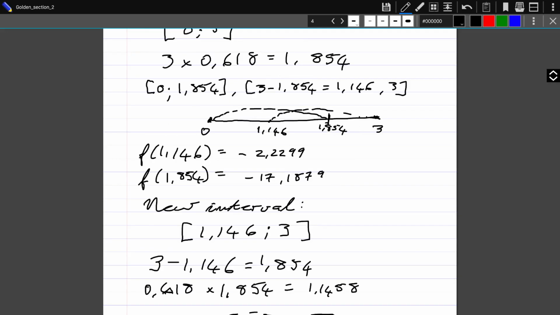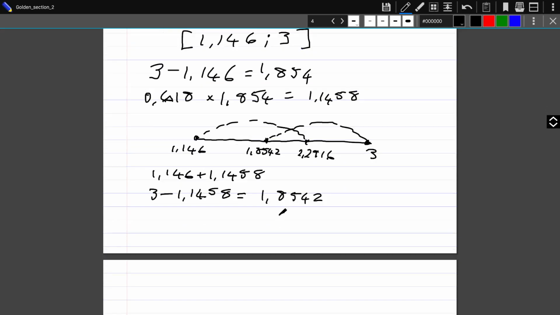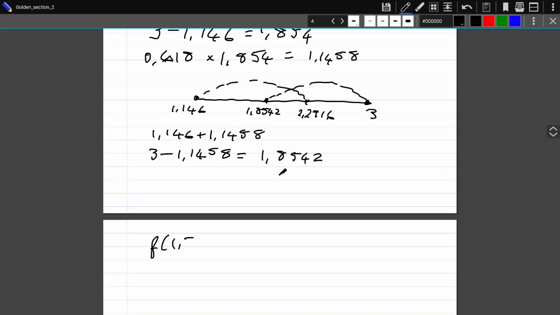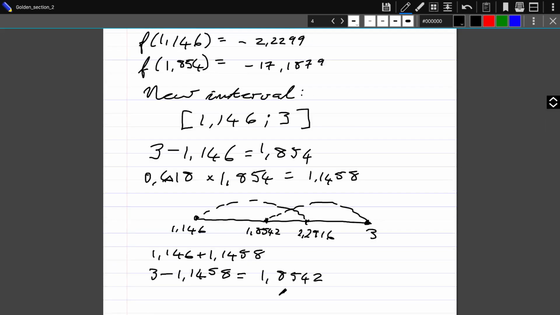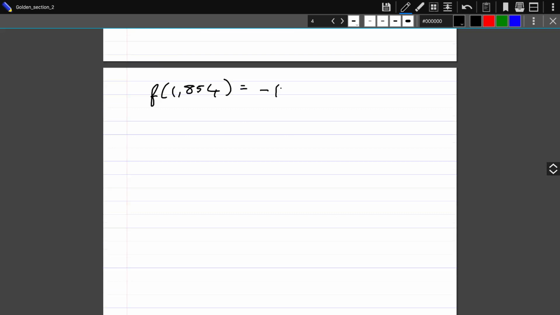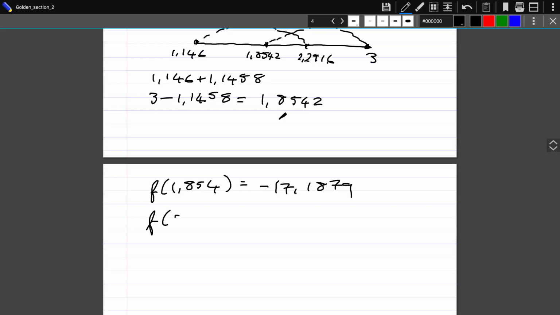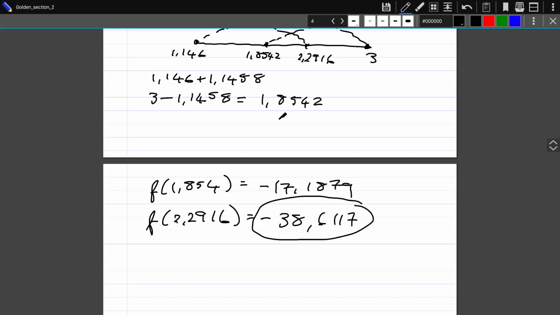Now you'll see we have actually evaluated at this point. Here we have examined f at 1.854 before, and that was minus 17.1879. And now we still need to examine the function value at the other point, which is 2.2916, and that is minus 38.6117. Now again, we're looking for a minimum, and clearly this is the minimum value, which means the minimum will be attained closer to 2.2916, and that is in the interval 1.85423. So our new interval is 1.85423 and 3, and so on.